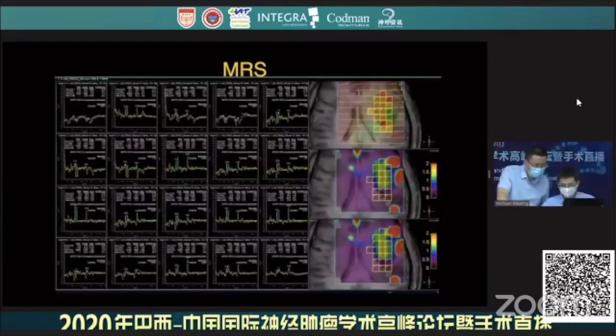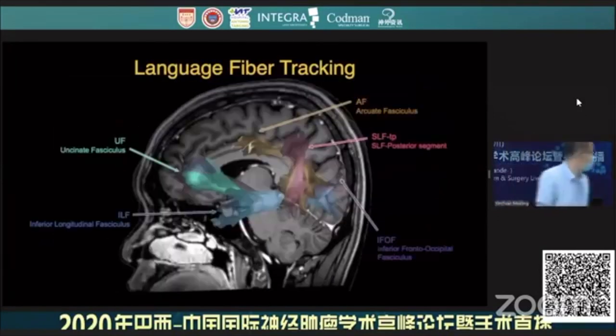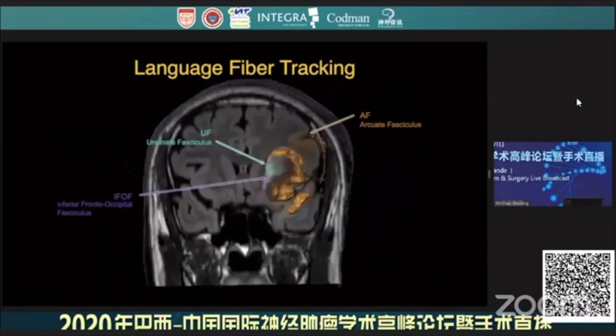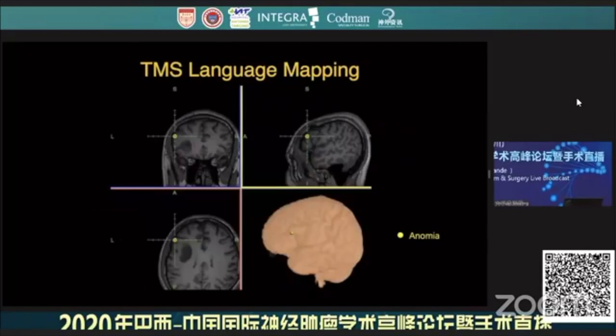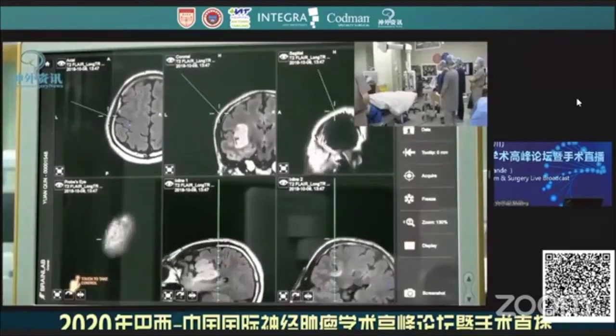MR spectroscopy detected increased choline and decreased NAA composition, and the maximum choline to NAA index was 1.8, suggestive of neoplasms. Diffusion tensor imaging tractography was used to perform motor and language fiber tracking, revealing various eloquent subcortical fibers adjacent to the lesion. Functional MR revealed motor and language activation cortex. These processed data were crucial for pre-surgical planning and exported to the intraoperative navigation system.